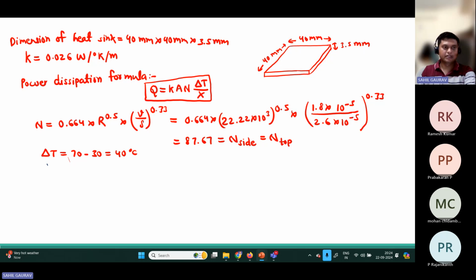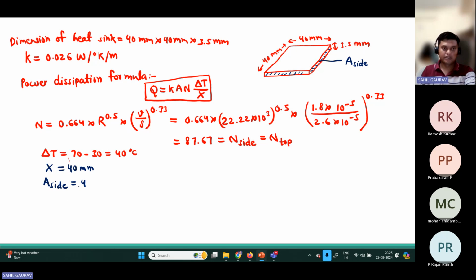And this X is given as 40 mm. And then we will find the area of side and area of top. Side area will be this 40. This one is the side area.